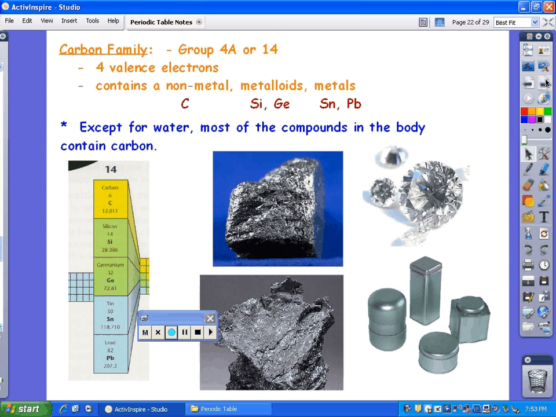You have the carbon group, a very important group for life on the planet because almost everything in your body contains carbon. You're a carbon-based organism.